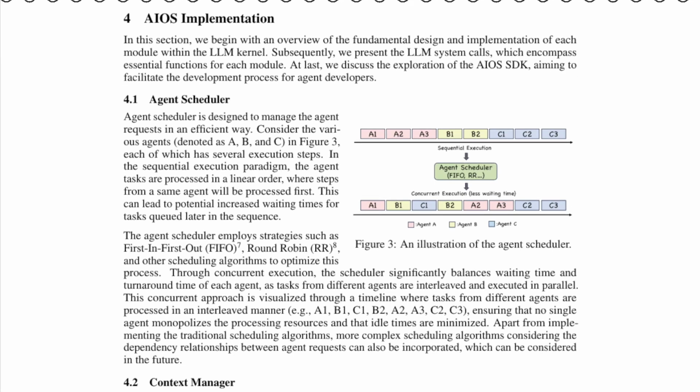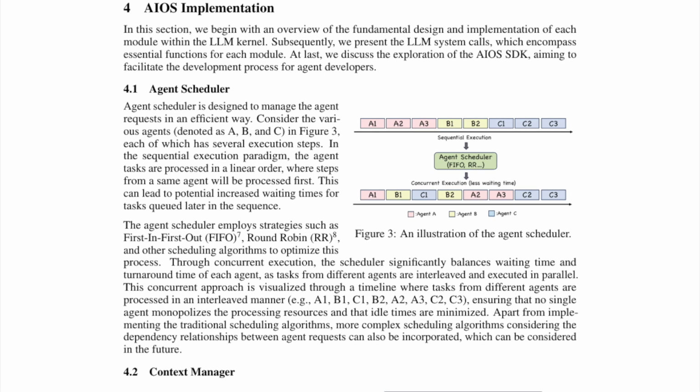4. AIOS implementation. In this section, we begin with an overview of the fundamental design and implementation of each module within the LLM kernel. Subsequently, we present the LLM system calls, which encompass essential functions for each module. At last, we discuss the exploration of the AIOS SDK, aiming to facilitate the development process for agent developers.